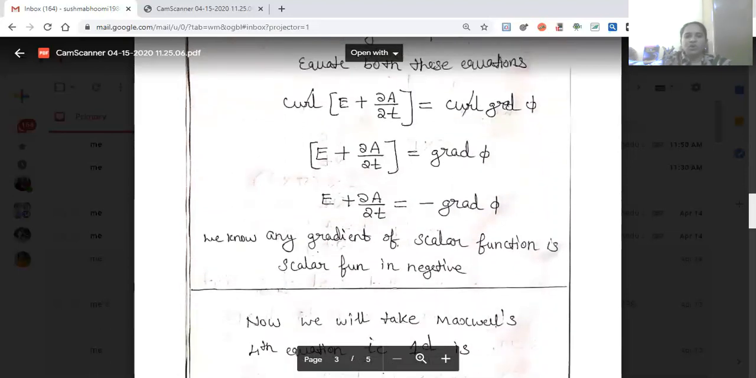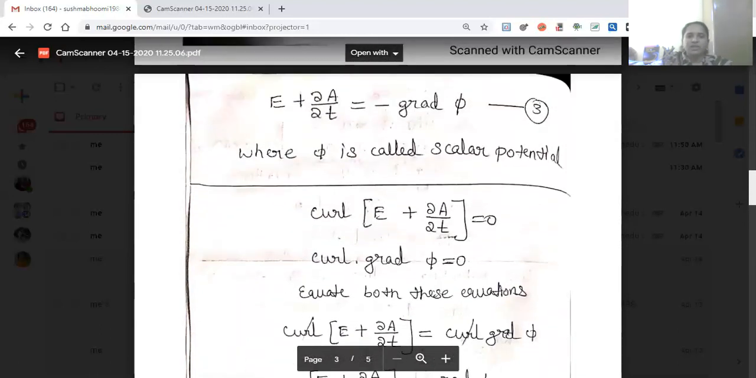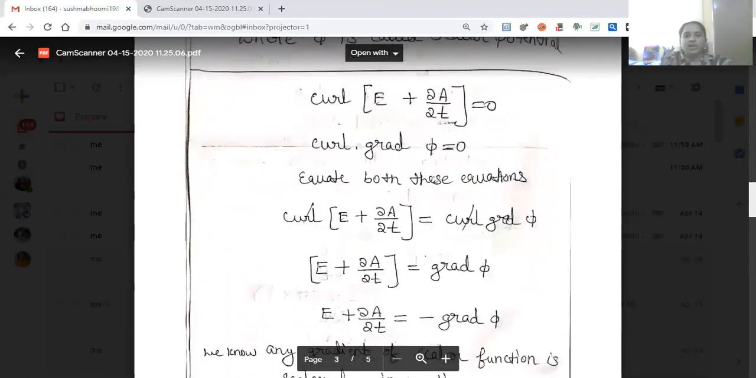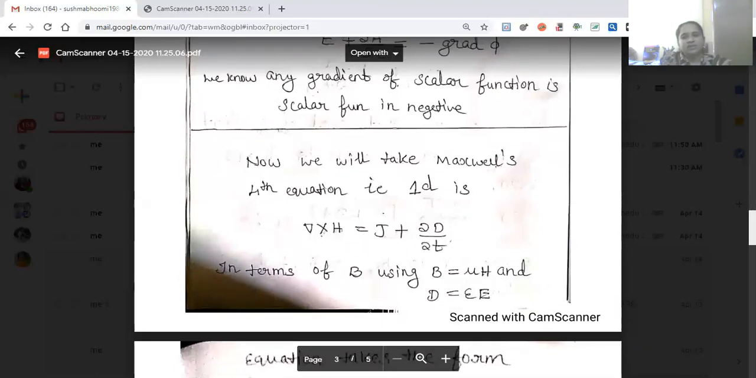You already know that a scalar function gradient is always expressed with a negative sign. So E plus del by del t of A equal to minus grad phi. We'll call this equation number 3. You got equation number 2 and equation number 3 by using Maxwell's second and third equations.